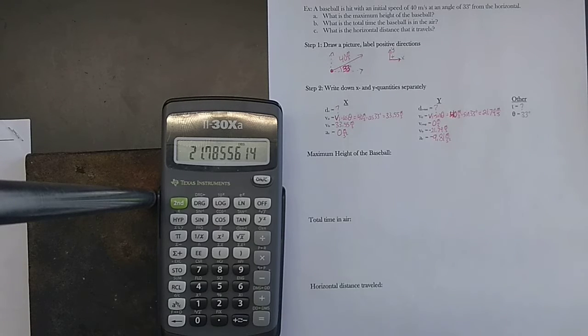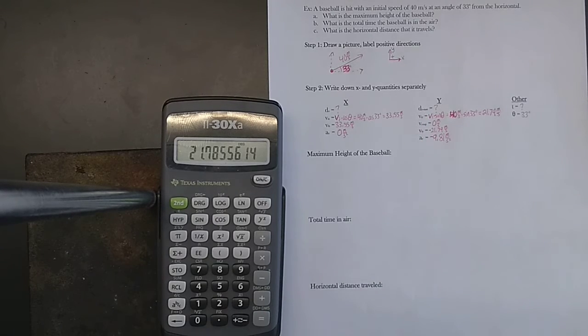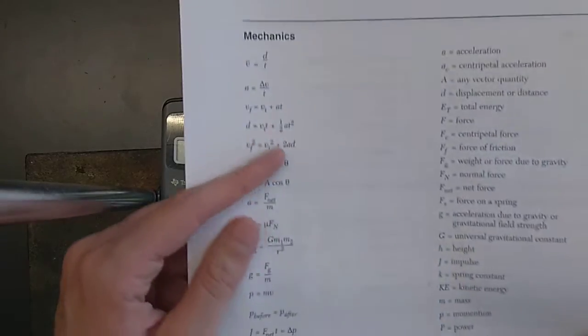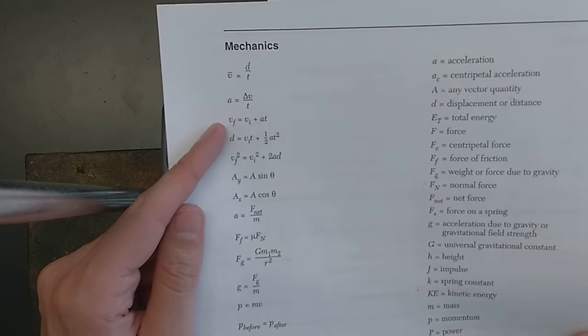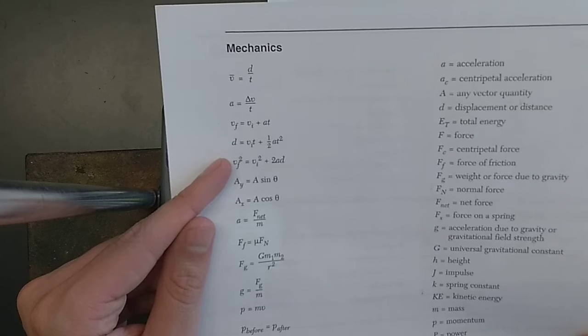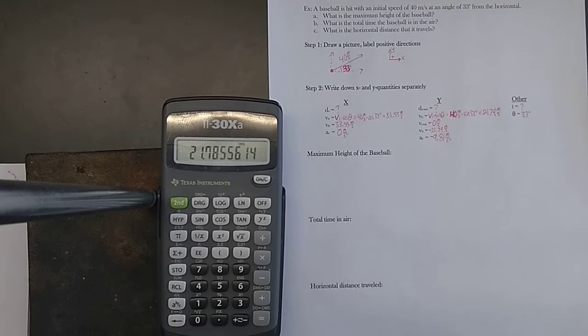First question we're going to look at is the maximum height of the baseball. Okay, so maximum height, that's going to be dy max. One of the things you might notice is we don't know the total time that the baseball was in the air yet. If you look at your kinematics equations, all of them have something to do with time, with the exception of this third one down here, vf squared equals vi squared plus 2ad. So what I'm going to do is pick that equation, because otherwise if I tried to use an equation that had time in it, I wouldn't be able to solve for the distance. I wouldn't be able to solve for the height, what I'm looking for.